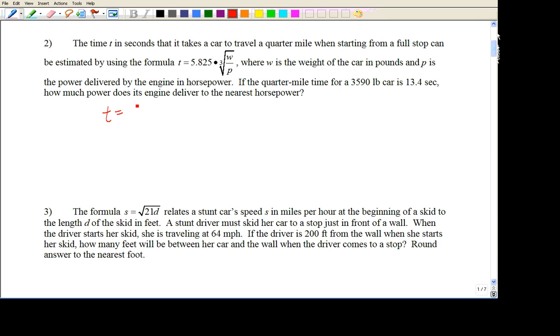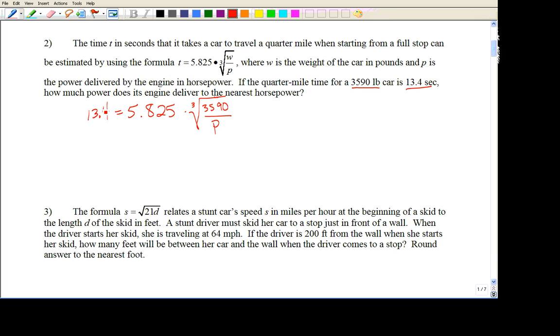So we have t equals 5.825 times the cube root of, okay, we know the weight is 3,590, so we're going to put 3,590 over, P is the horsepower, and that's what we're solving for. Oh, and the T, we know that is 13.4 seconds. So now we can solve for P.